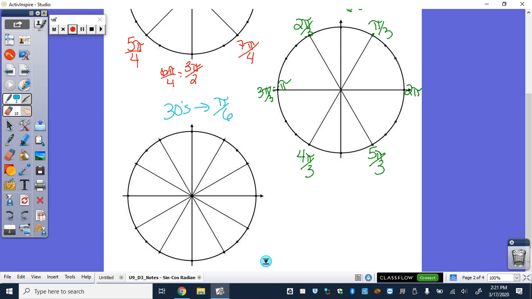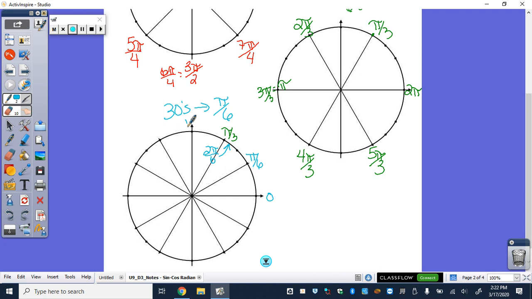So our 30s in radian measures would be our pi's over 6s. So again, we start at 0. Pi over 6. This is a 60, which as we saw from the other one, was pi over 3. We get there because it would be 2 pi over 6, and so then it reduces down to pi over 3.